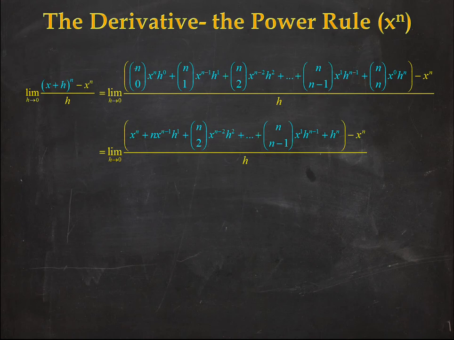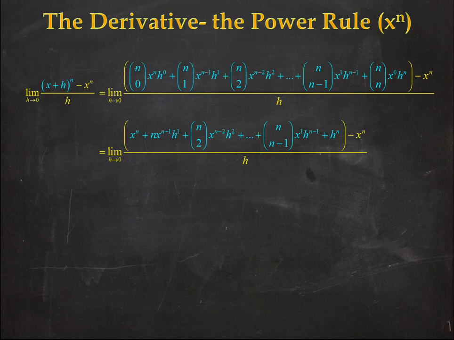Then I get all these ugly terms in between, and my final term, again, n choose n was just 1, x to the 0 also is just 1, and so I end up with just an h to the n. Now it's still quite complicated in all the terms in between, but all I care about is the first two and the last term.